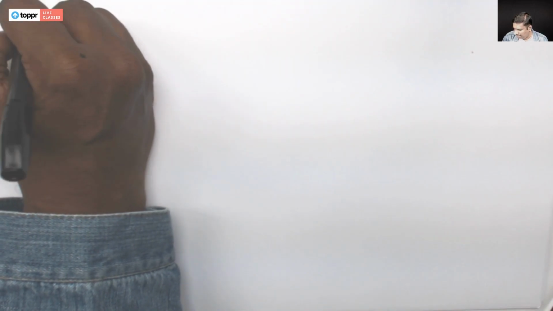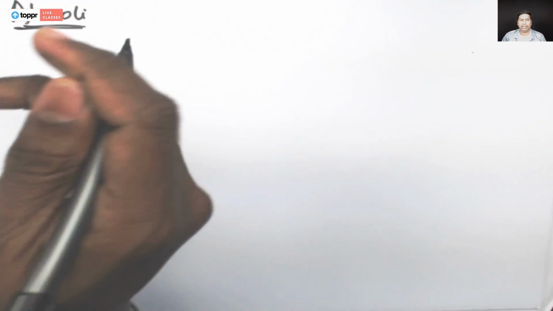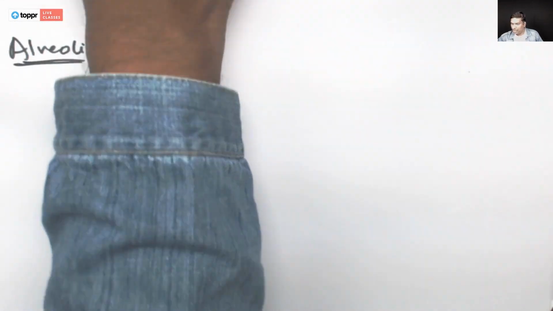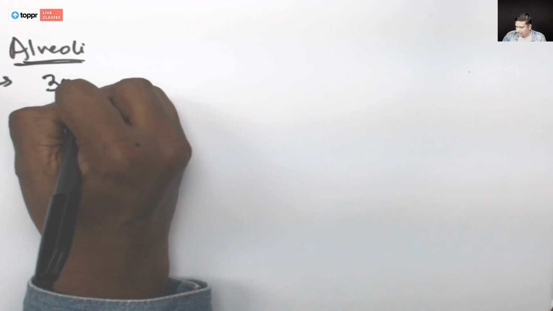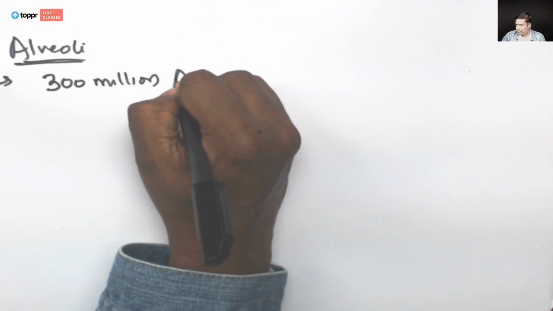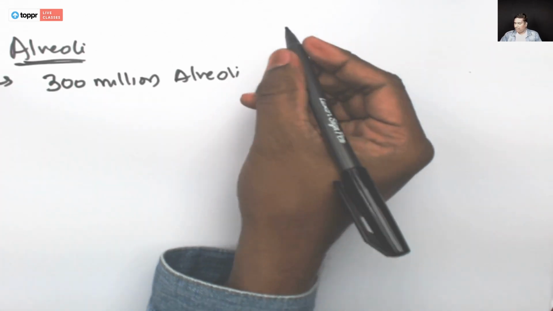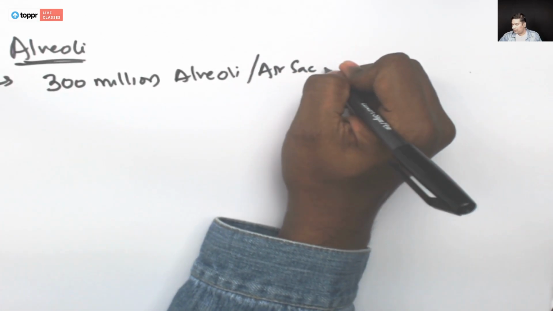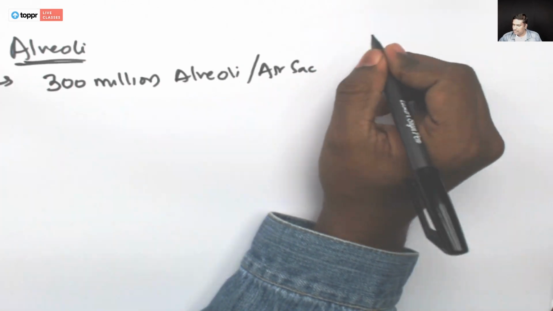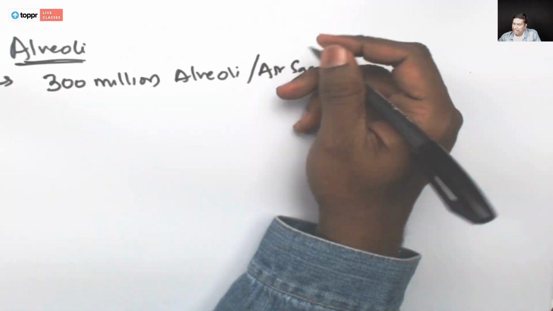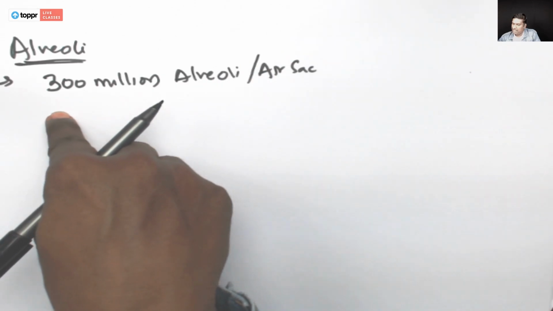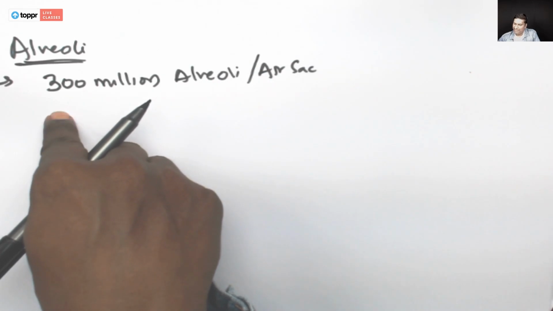So finally we are at the last stage, which is your alveoli. In a lung you will see there are 300 million alveoli. Alveoli are nothing but your air sacs, sometimes also called air pockets. These are present at the tip of your bronchioles, and there are around 300 million alveoli in your lungs.